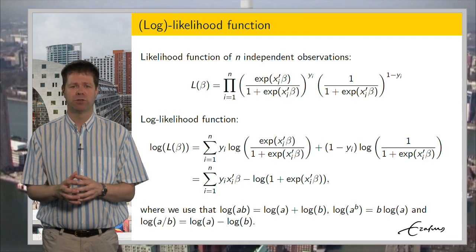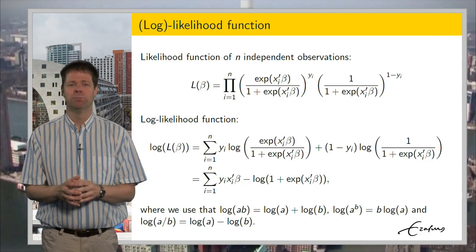Using the properties of the logarithmic function, you can easily write the log likelihood function in the simple form shown on the slide. The maximum likelihood estimator is now defined as the value of beta that maximizes the log likelihood function. We use MLE as abbreviation for the maximum likelihood estimator.